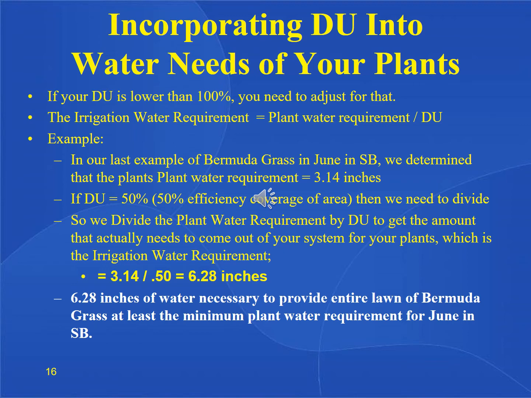If the distribution uniformity wasn't very good, only 50% efficiency of coverage, then we need to divide that 3.14 inches by 50%, meaning 3.14 divided by 0.5 is 6.28 inches. So that means that we need to apply 6.28 inches of water in the month of June to have good coverage of water and application of water in your irrigation system. Again, it means 6.28 inches of water is necessary to provide the entire lawn of Bermuda grass at least the minimum plant water requirement for June. Hopefully that makes sense to you.